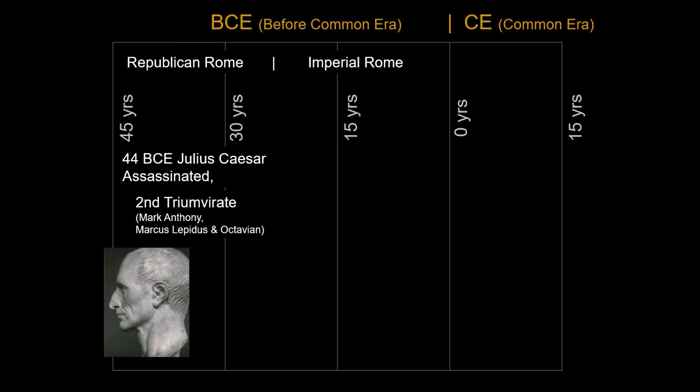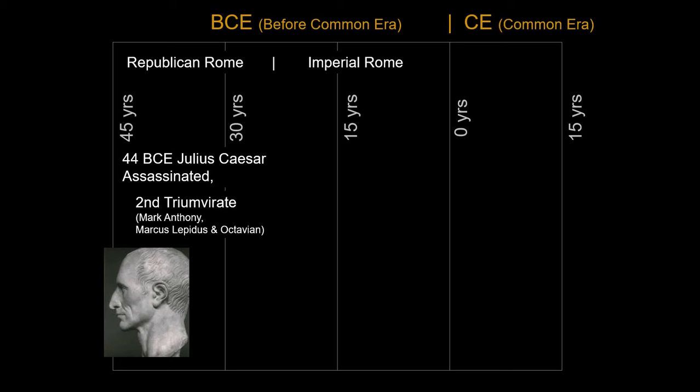And Octavian was just 19 years old at the time. He had never held office. He was kind of a scrawny, pencil-necked kind of guy. And he had only one claim to fame, and that was he was the adopted son of Julius Caesar. His father had died, and so his uncle, who was Julius Caesar, adopted him and made him his heir. But certainly Julius Caesar must have seen the promise in Octavian.